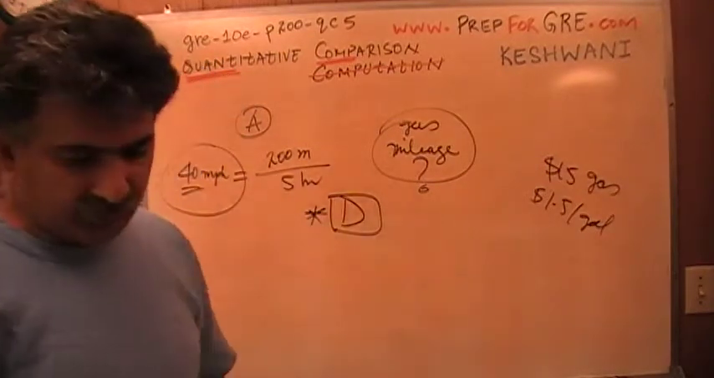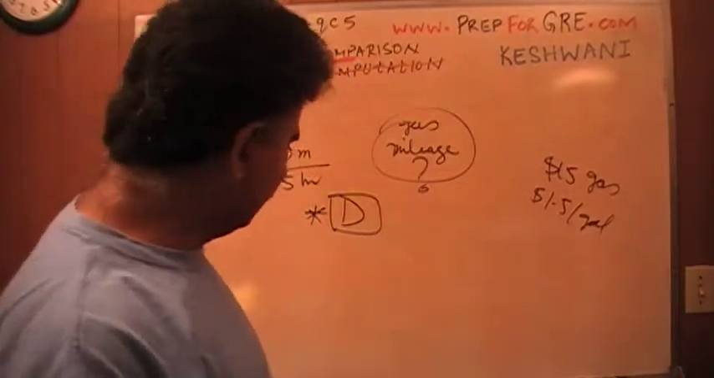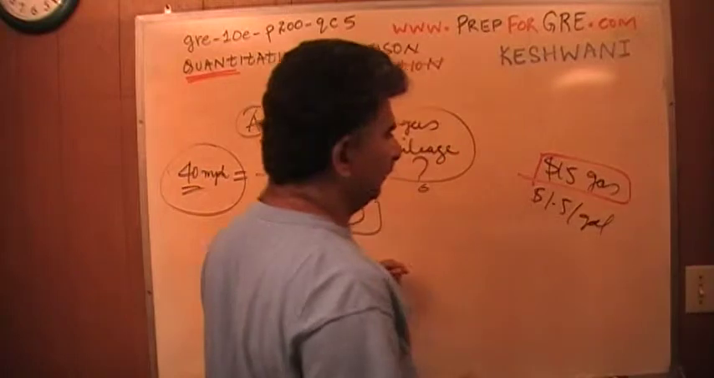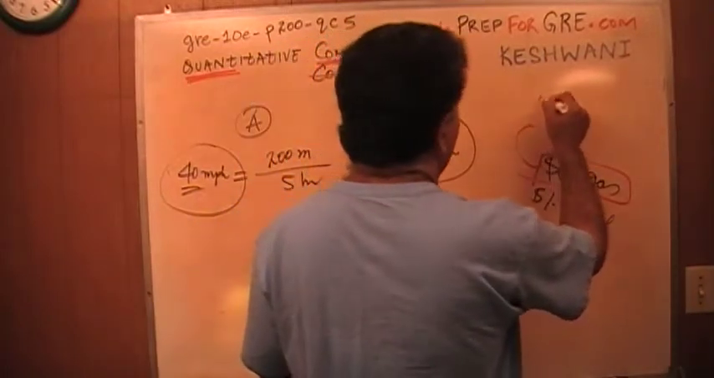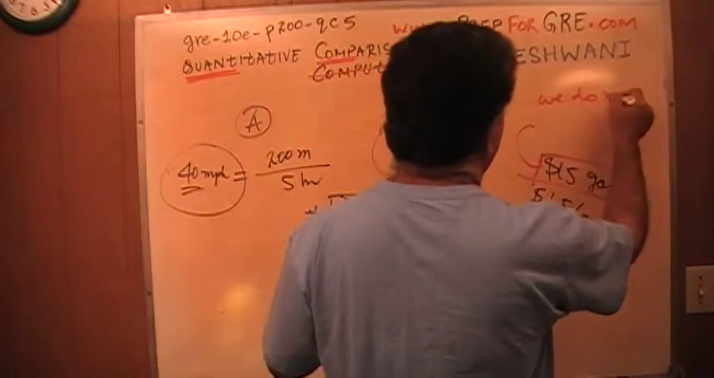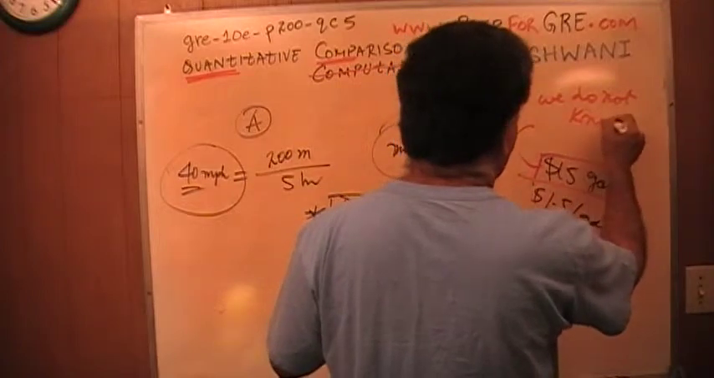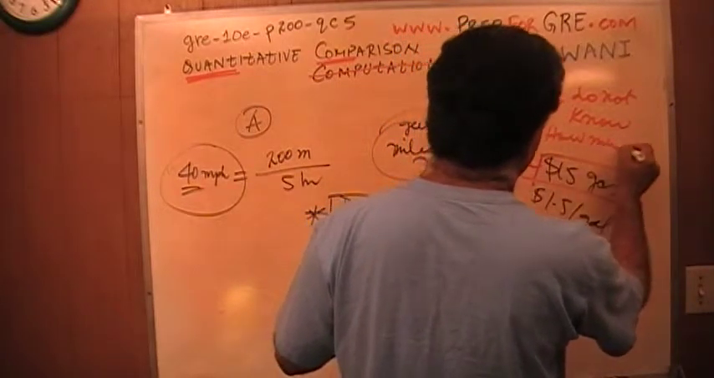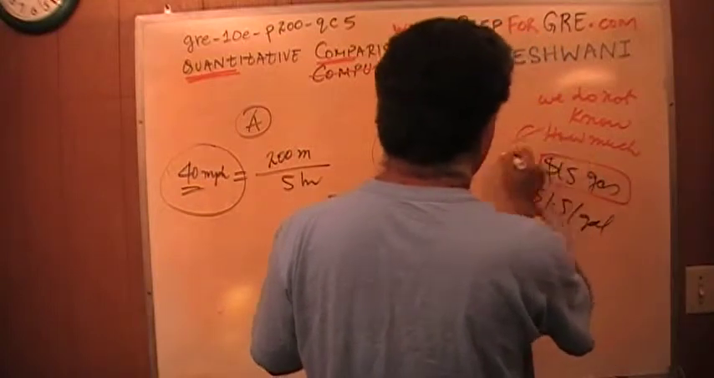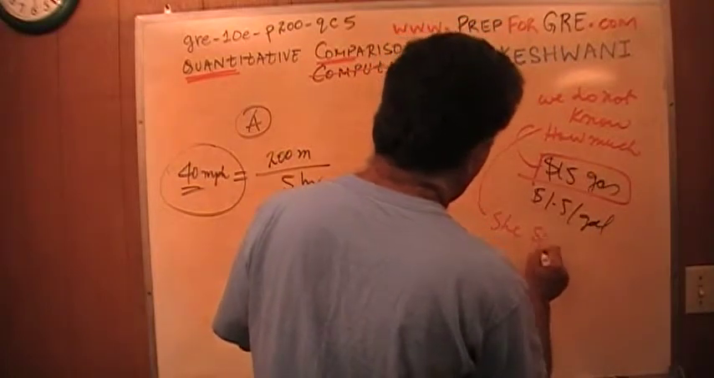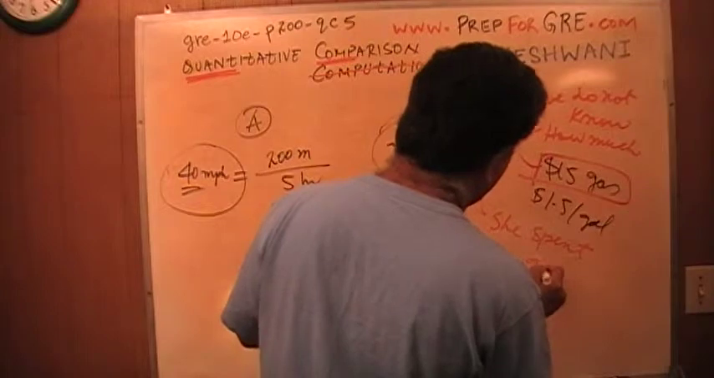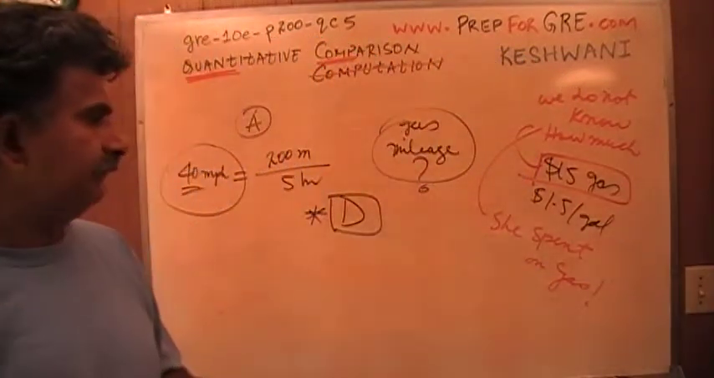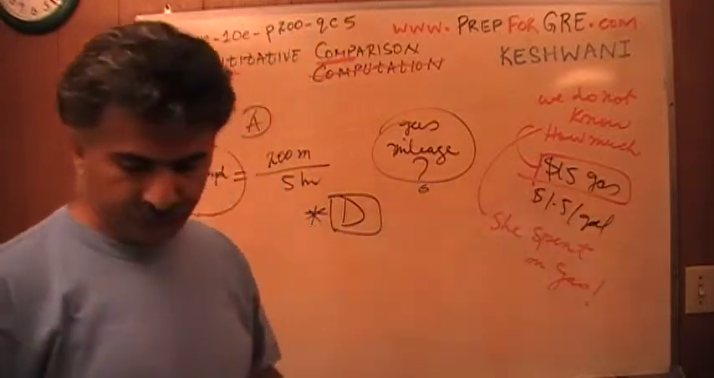Because the amount of gas that she bought is an unknown quantity. The missing information is how much money she spent on gas. That's the problem. The $15 was just an example I was making up to show you.